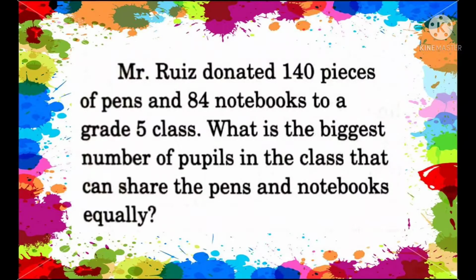So, we have three ways of getting the greatest common factor. Ito nga yung listing method, the factor tree method, and the continuous division method or yung tinatawag nating ladder. So, isa-isa natin itong pag-aaralan.